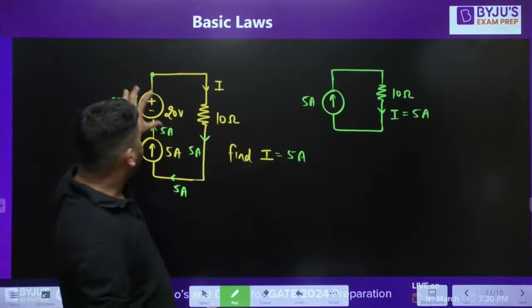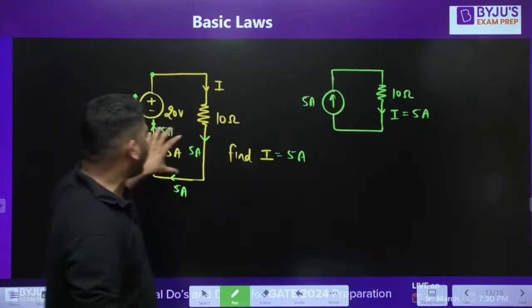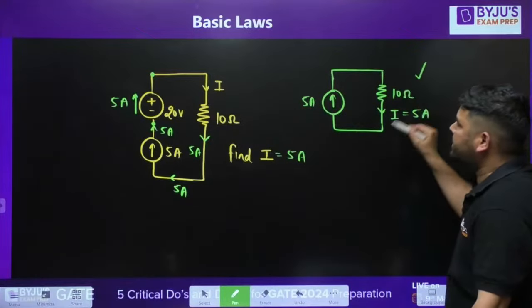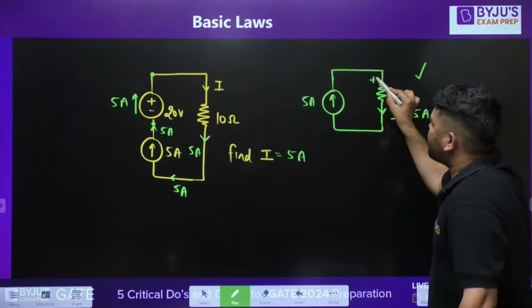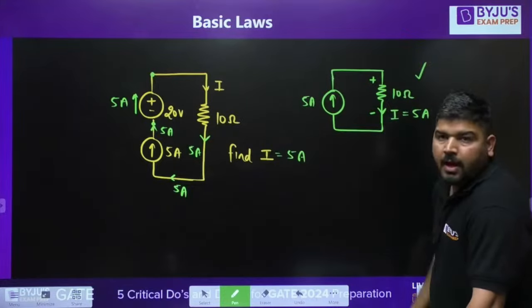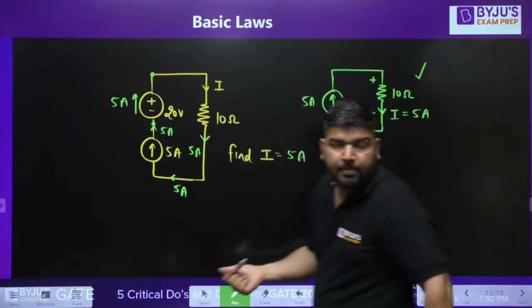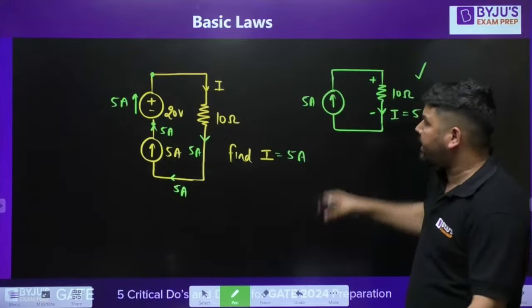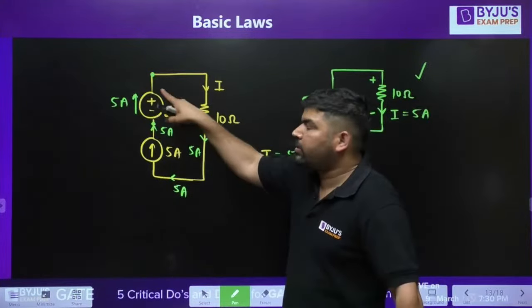If you remove this voltage source and connect the circuit like this, then as far as this resistance is concerned, you'll get the same answer. Current is 5, the voltage across this resistance is 50 volt, and the power loss in this resistance is again the same. So is it correct to remove this voltage source?